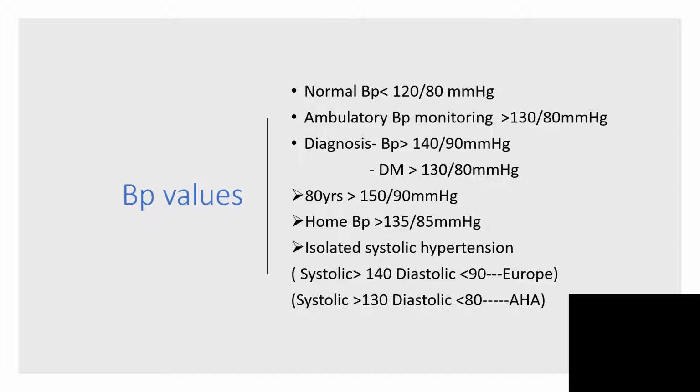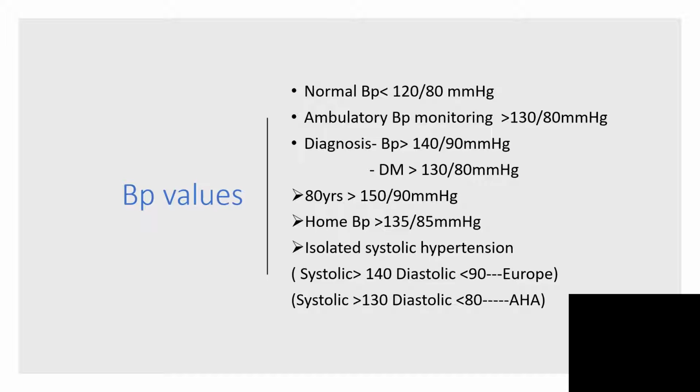In diabetic patients, we tend to look for a lower BP compared to the general populace because we need to keep an eye on them. So the BP recommendation to make the diagnosis of hypertension in a patient with comorbid diabetes mellitus is any value greater than 130 over 80.